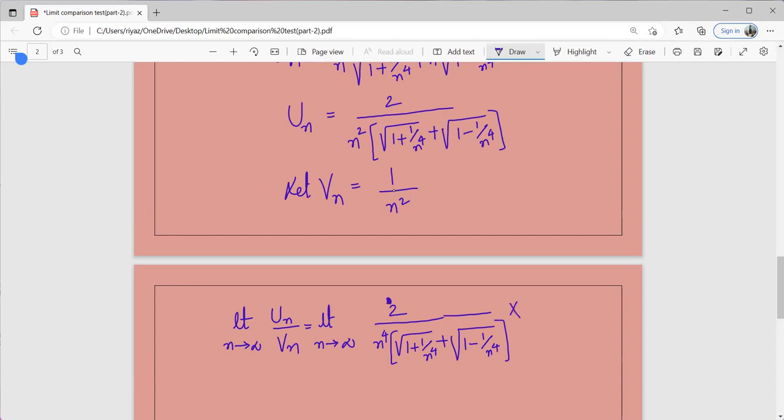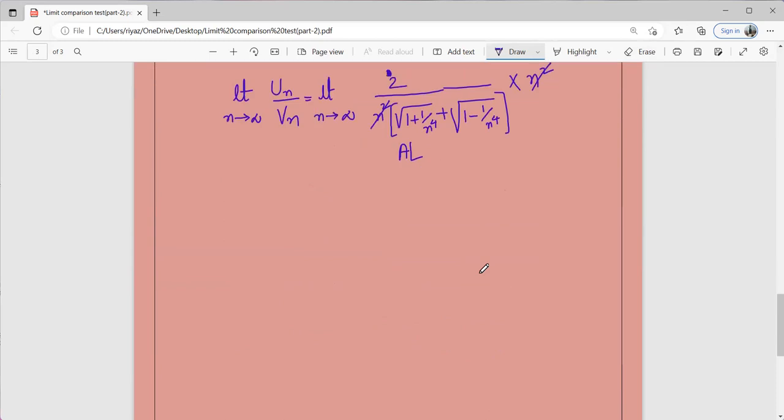Multiplied by the fraction; the second fraction will become reversed. It becomes n square. And here a small mistake happened, it is not n power 4, it is n square. Okay sir. It is also n square. See above, this n square and this n square will be cancelling out, and simply apply the limit.